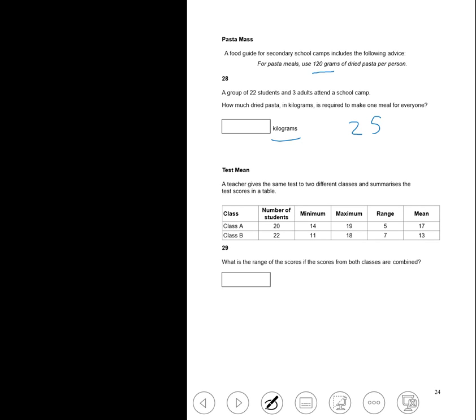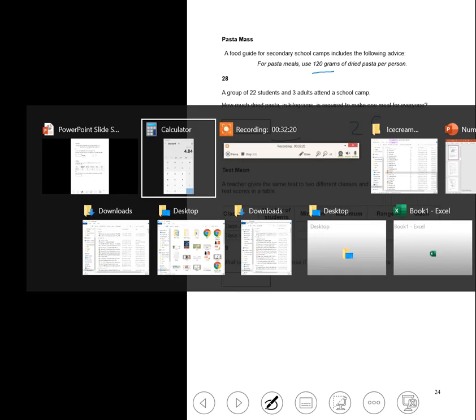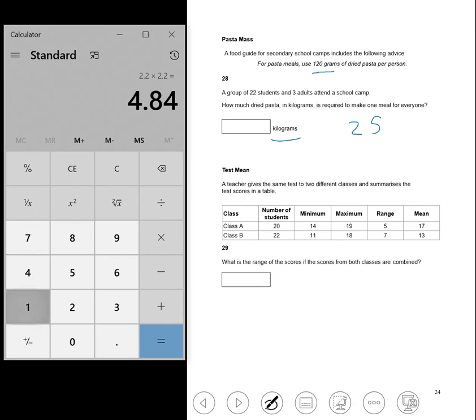And because 1,000 grams make a kilogram, we need to divide by 1,000 first. So 1,020 grams to convert into kilograms. There we go. 0.12. And then we just need to times that by the amount of people we have. 3 kilograms.